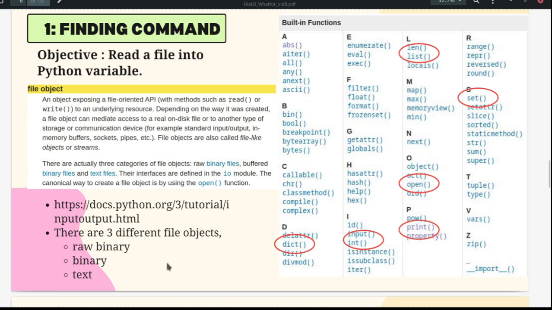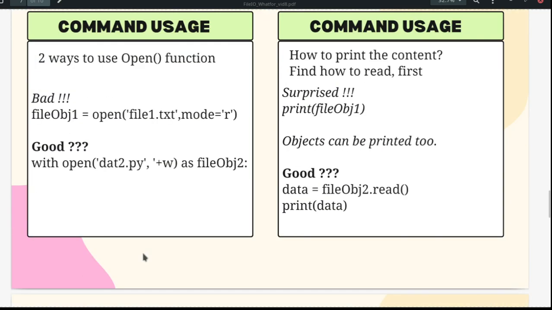The second point I want to highlight is that a file can be read into Python using three different objects: raw, binary, and text. You might be wondering, what is a binary file and why would you use it? If you are using files like audio files, video files, or any other kind of file that you want to read into Python, then you need to use binary. But we will be using only text, so you don't need to worry about it.